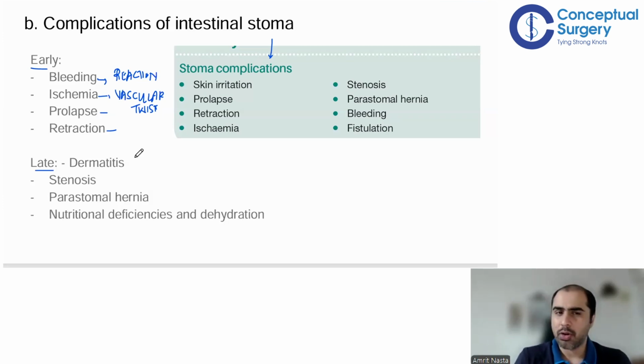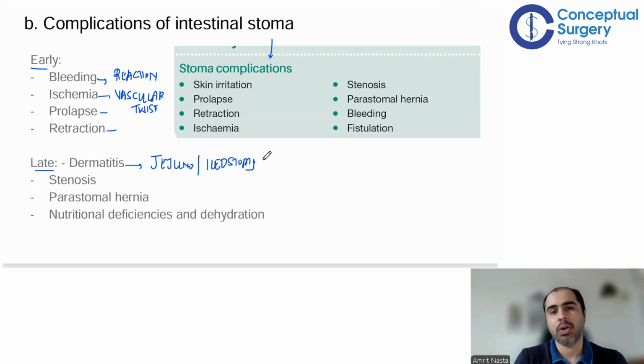Late, some are very common, like dermatitis. This is going to be seen in jejunostomy, where there is a lot of liquid content, or proximal ileostomies. And this is very difficult to manage. But nowadays, the stoma appliances are quite good. There are a lot of barrier adhesives. With that, you can control and prevent dermatitis even in high output stomas.